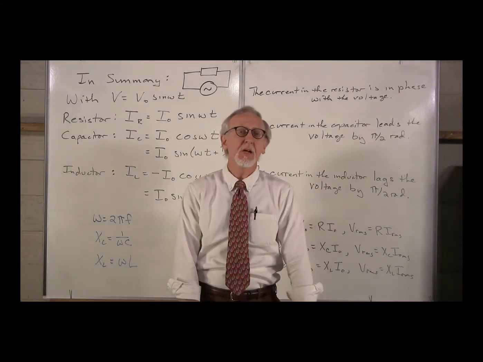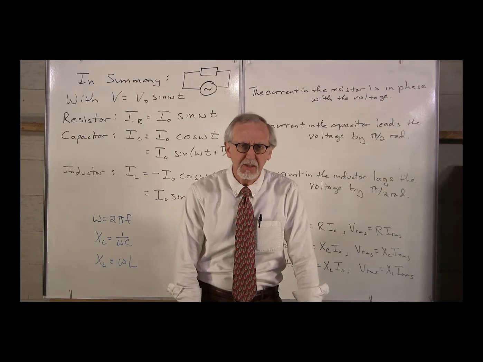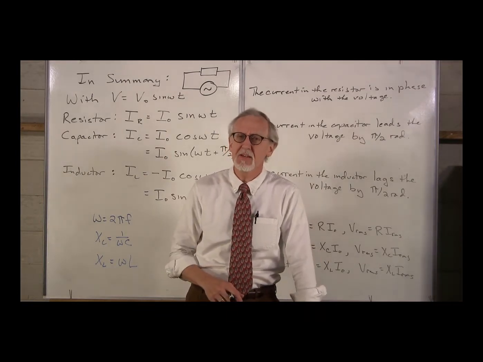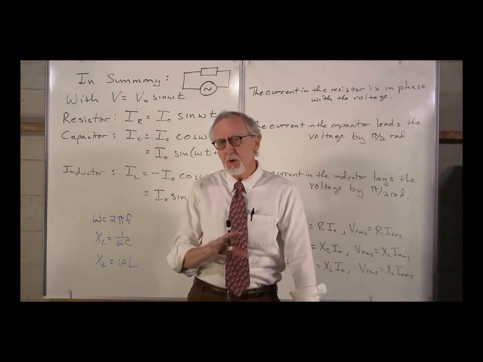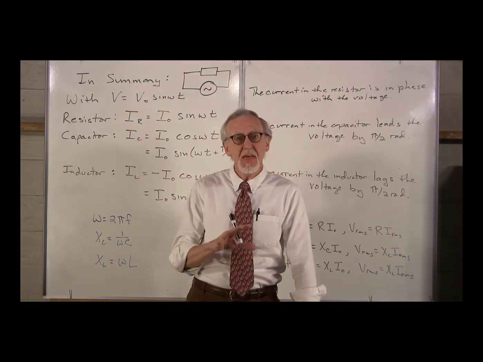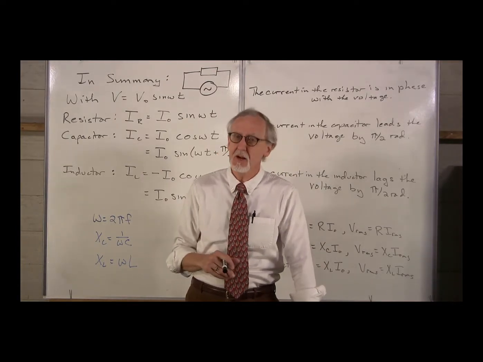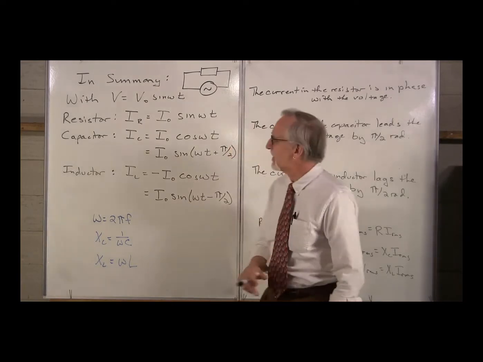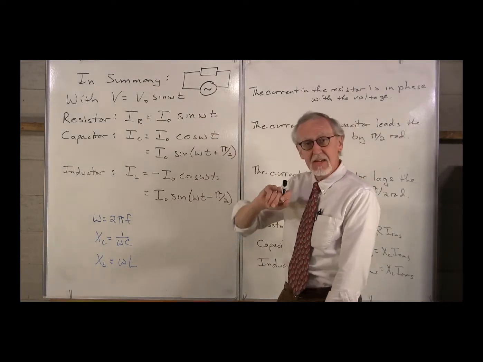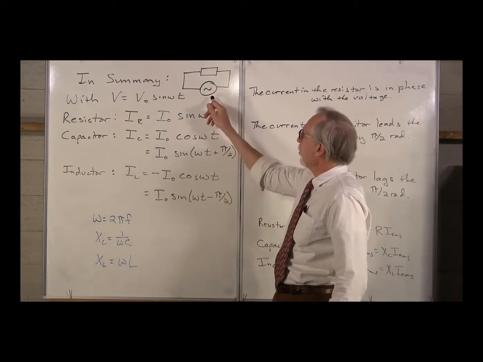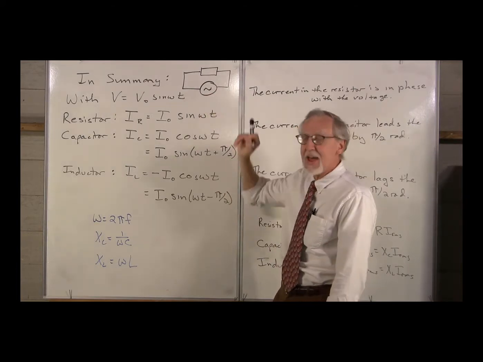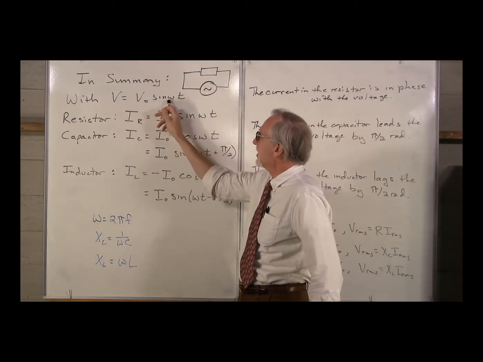Last time we looked at AC circuits, and what I'd like to do to start with today is review what we did last time, and then today we're going to continue with AC circuits and look at something a little bit more complicated. Last time we looked at an AC circuit where we had a voltage source that had a form of V naught sine omega t.